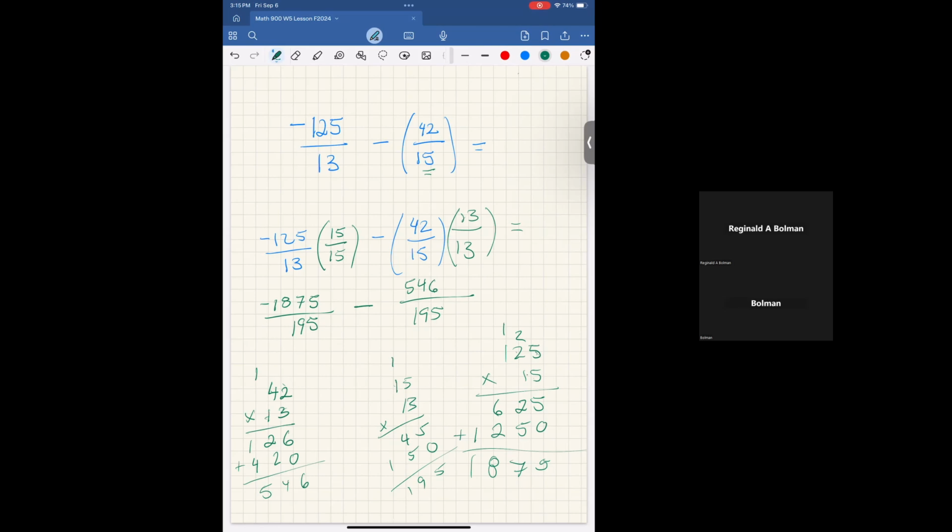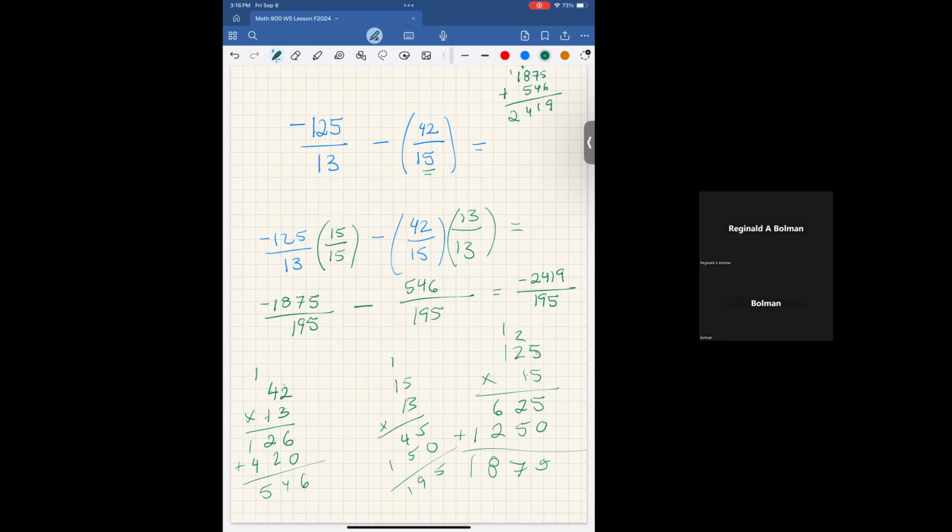So now we go to the side of our page yet again. We've got 1875, and this is a negative, by the way. So it's like we owe a debt of 1875, and then we owe another 546 to the bank. Or said another way, we started with a debt of 1875 and we lost $546. So if we were to account for all of our liabilities, we've got 1875 plus 546. We're becoming more negative. 5 plus 6 gives you 9. 7 plus 4 gives you, let's see, 11. Carry the 1. 1 plus 8 is 9. 9 plus 5 gives you 14. Carry the 1. 1 plus 1 is 2. So 2419. That will be a negative over 195.